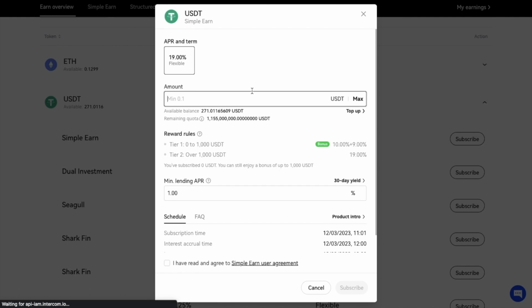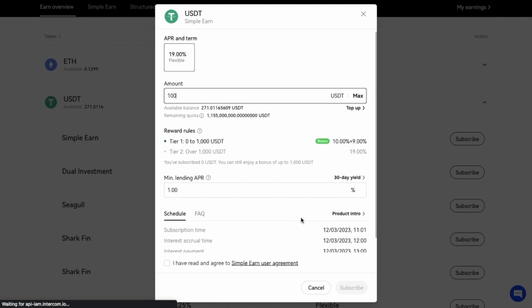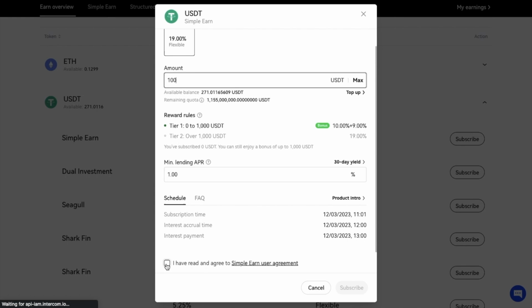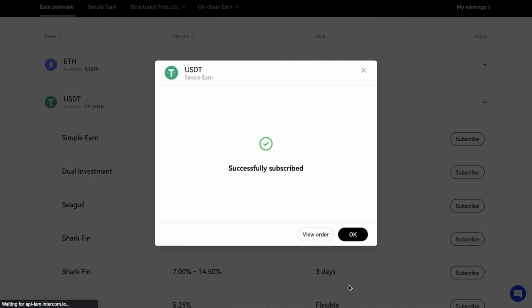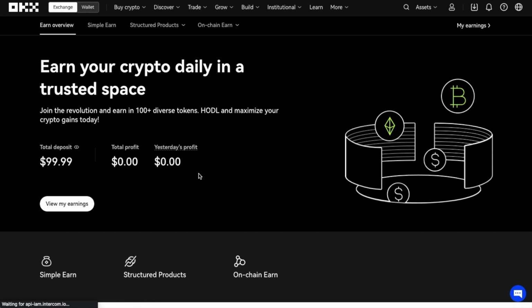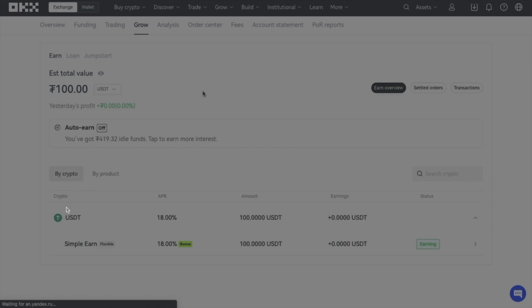To go ahead, I enter in an amount of USDT that I'd like to stake. Then agree to the terms and conditions and choose to subscribe when I'm ready. And as I said, these can be withdrawn or redeemed at any time. So as you can see, I'm now earning, and I can check my total deposit, total profit, and yesterday's profit from the Earn Overview screen. Or I can click on to view my earnings for more detail.